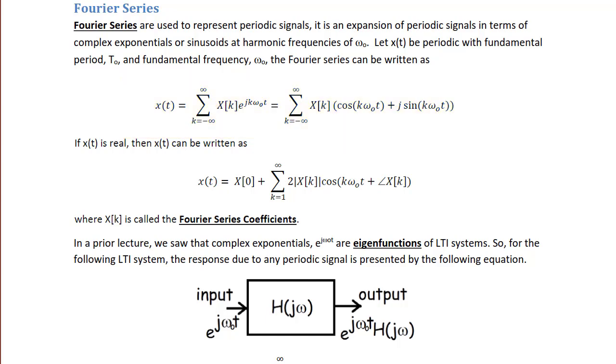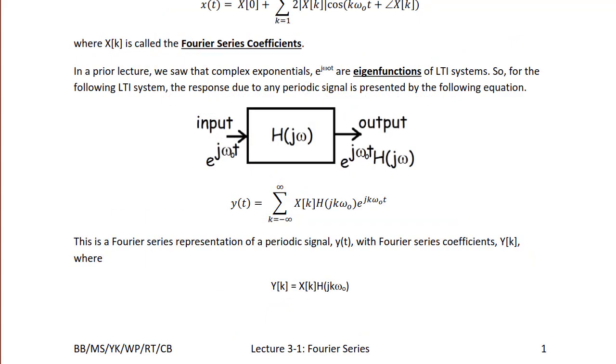If x of t is real, then x of t can be written as x of t is equal to x of 0 plus the summation from k equals 1 to infinity, 2 times the magnitude of x of k times cosine of k omega naught t plus the angle of x of k, where x of k is called the Fourier series coefficients.